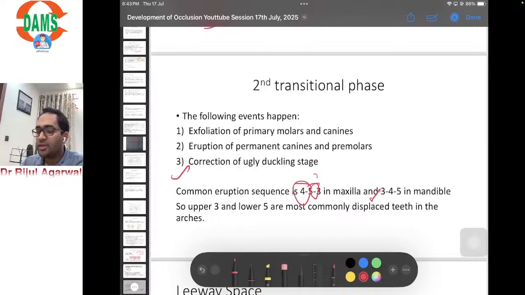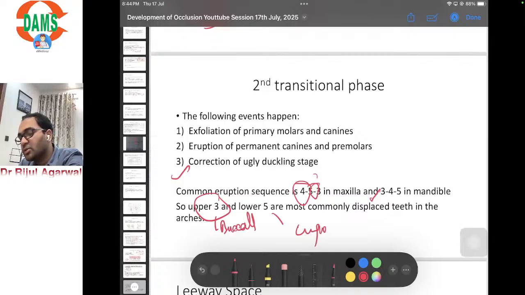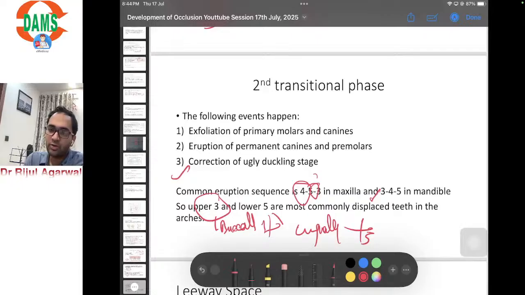As I told you, the later erupting teeth are the most commonly displaced. So the most common kind of malocclusion which you will see is a buccally displaced canine or a lingually displaced lower 5. If any of you pursue post-graduation in orthodontics, this will be the most common kind of malocclusion: lingually placed lower 5 or buccally placed upper 3. It's because of this.